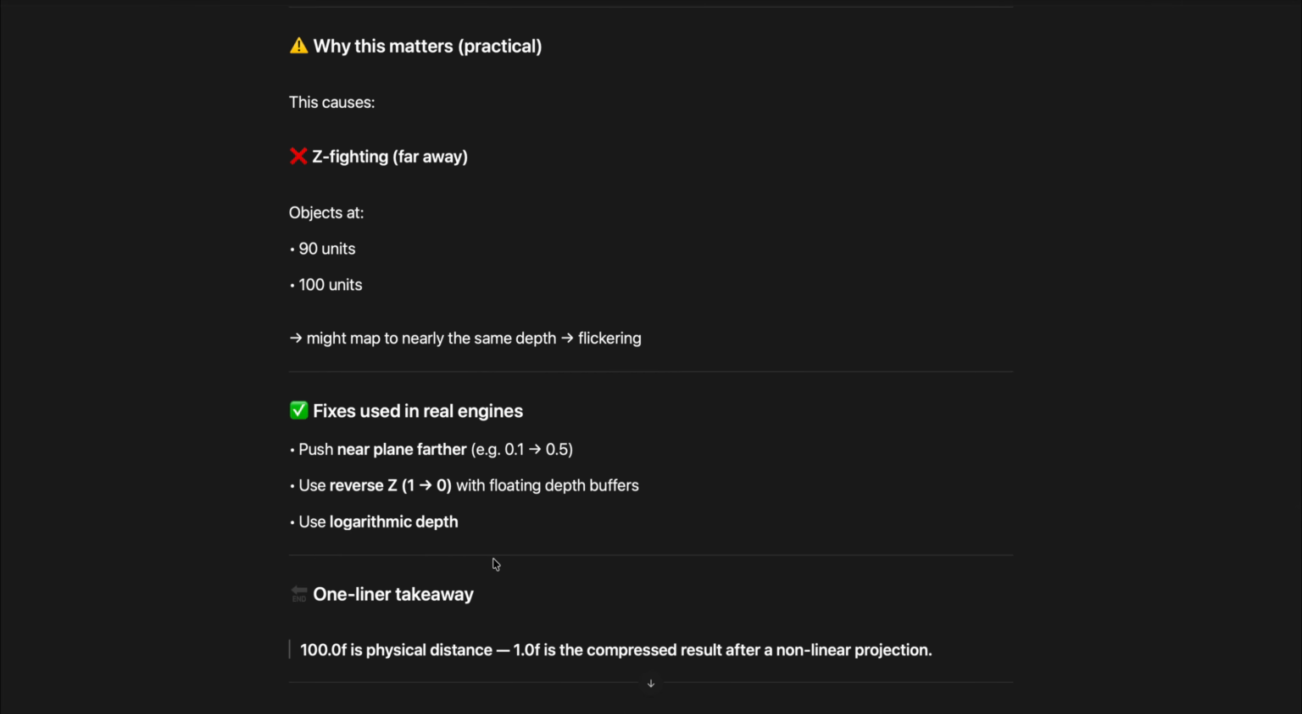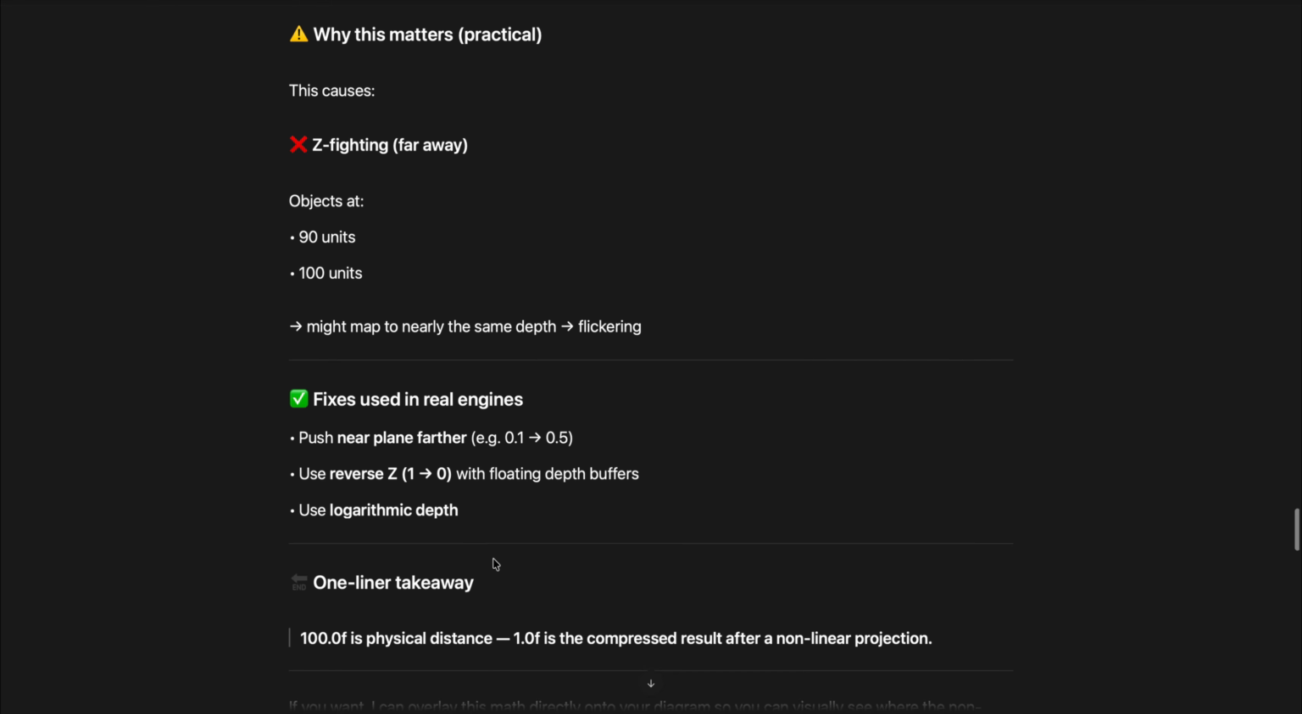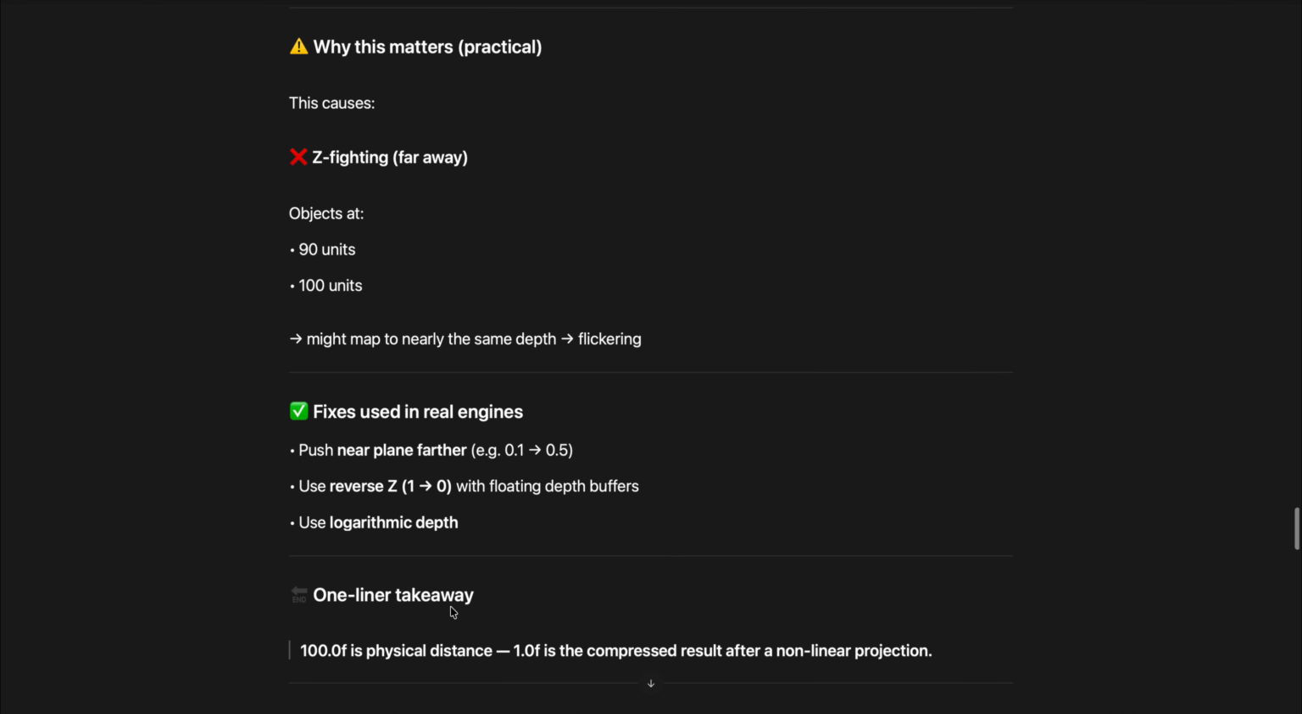Anyway, guys, I just wanted to at least add this to the conversation. Obviously we can't go too deep into it right now, but one-liner takeaway: 100f is physical distance. 1 is the compressed result after a nonlinear projection.